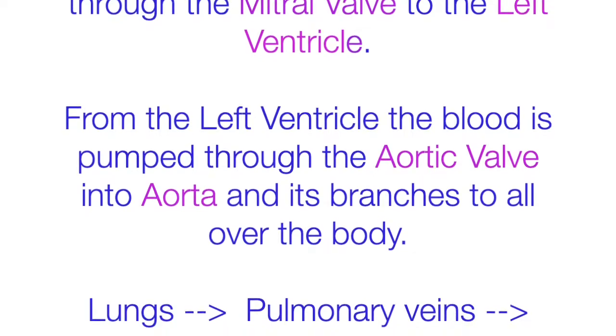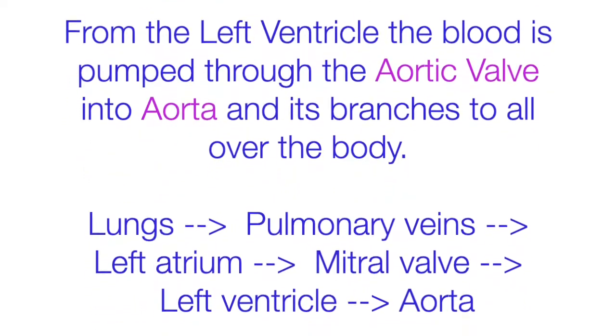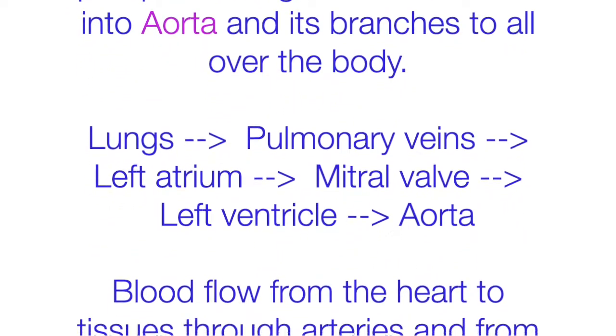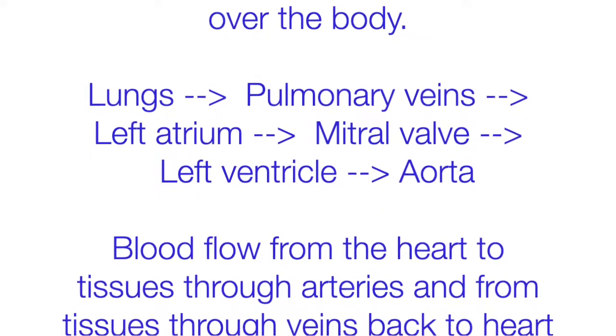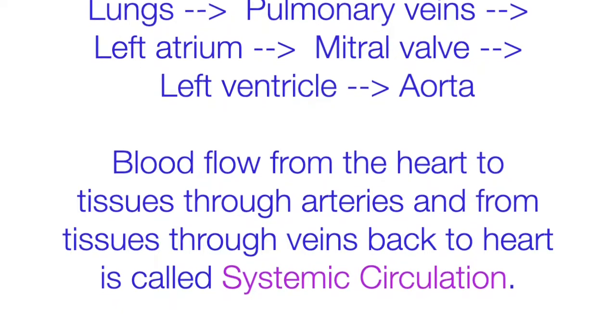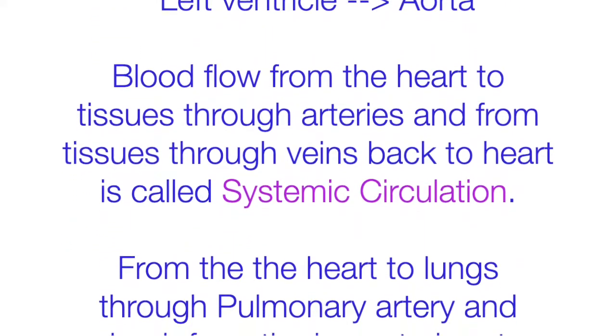The blood passes through the mitral valve to the left ventricle. From the left ventricle, the blood is pumped through the aortic valve into the aorta and its branches to all over the body. Direction of flow: lungs, pulmonary veins, left atrium, through the mitral valve to the left ventricle, and aorta.